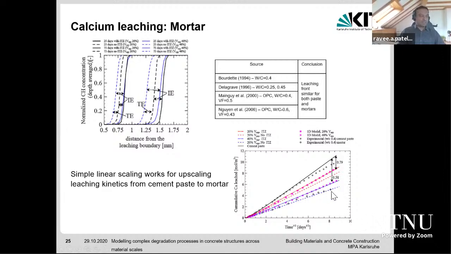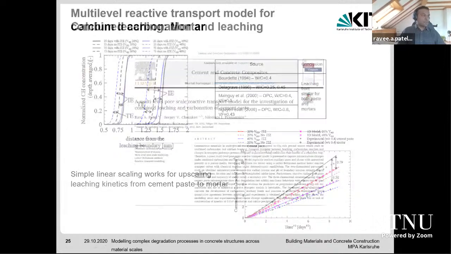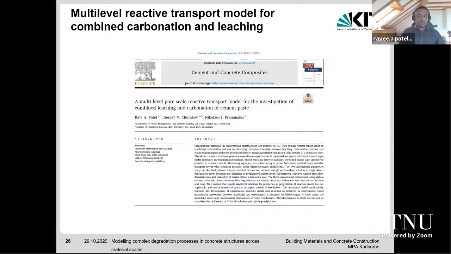And we can apply a simple scaling based on aggregate fraction to calculate the leaching kinetics right from the cement paste level to the mortar level. So what it means is that we don't need to do any upscaling. If I know something at cement paste scale, I can basically predict the evolution of material at the concrete scale. So these were the topics which basically deal with dissolution.